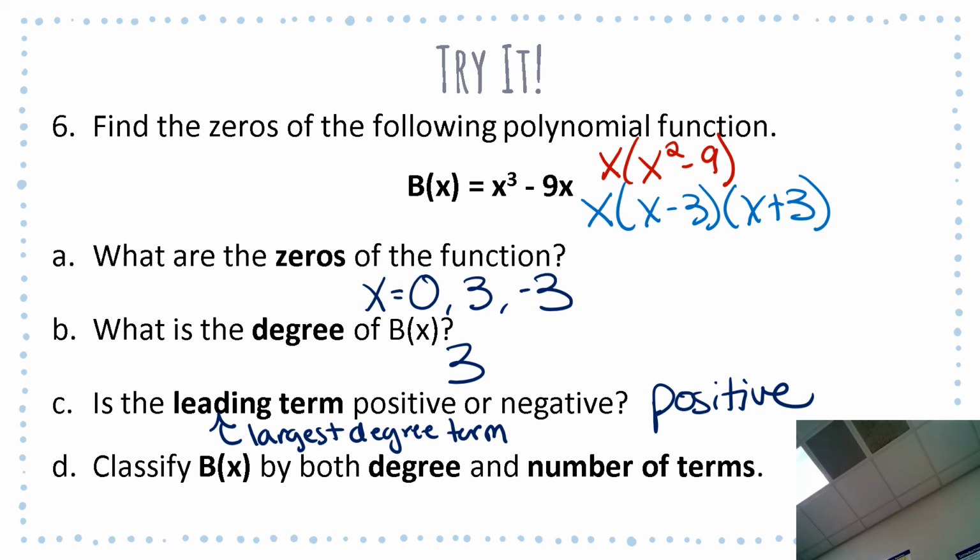Now we're going to classify by degree and the number of terms. So because it has a degree of 3, what's it called? Cubic. And then how many terms does this one have? 2, so it's called a binomial. So 2 terms gives us a binomial.